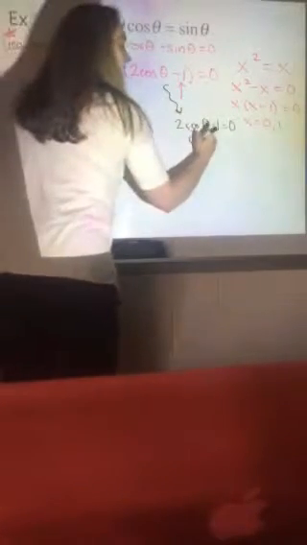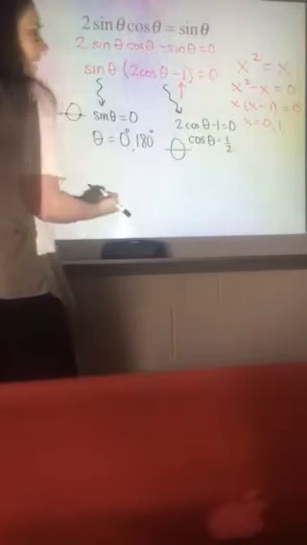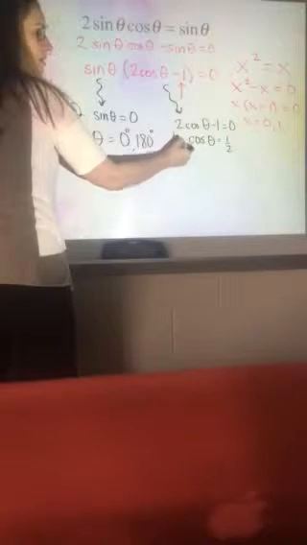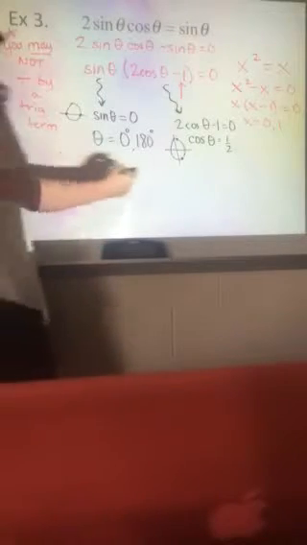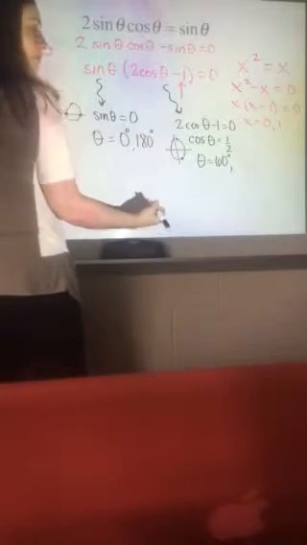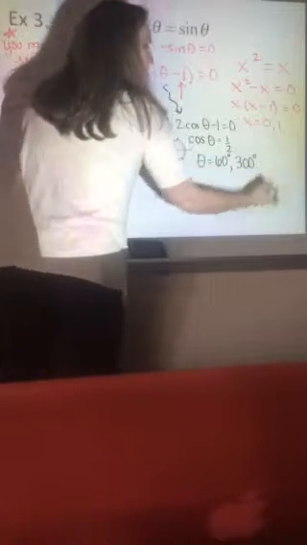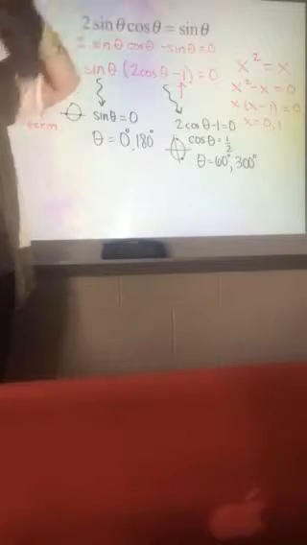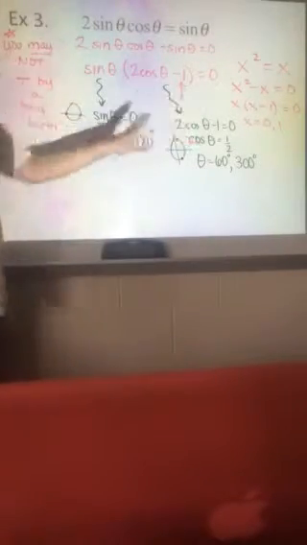And now if I solve this, cosine theta is equal to 1/2. That's going to be an x value of what? A little bit of x, correct? Here and here. What are those in degrees? So these are 60 and 300. So this equation that I gave you has 4 solutions: 0, 180, 60, and 300. You can leave it like this. I'll be able to find your answers.